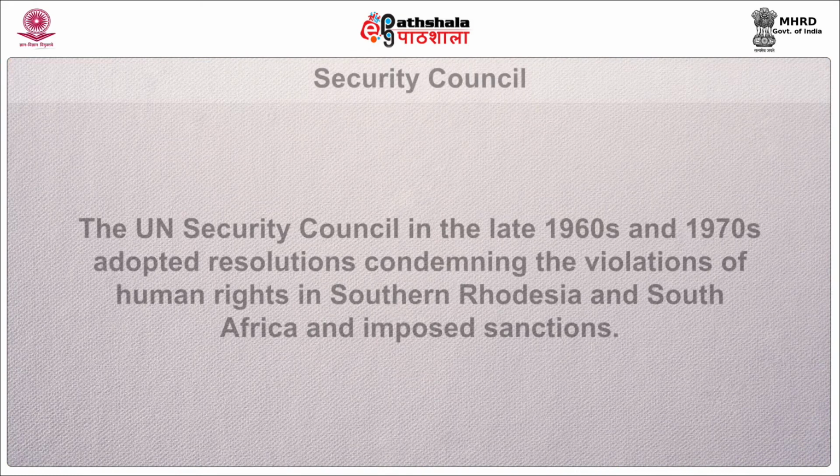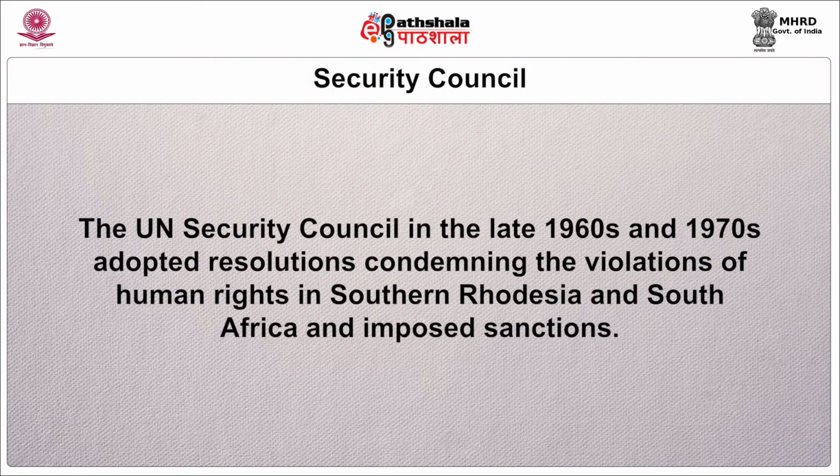If this does not work, the Security Council can opt for enforcement measures such as economic sanctions, arms embargoes, financial penalties and restrictions, travel bans, the severance of diplomatic relations, a blockade, or even collective military action. The UN Security Council in the late 1960s and 1970s adopted resolutions condemning the violations of human rights in Southern Rhodesia and South Africa and imposed sanctions.